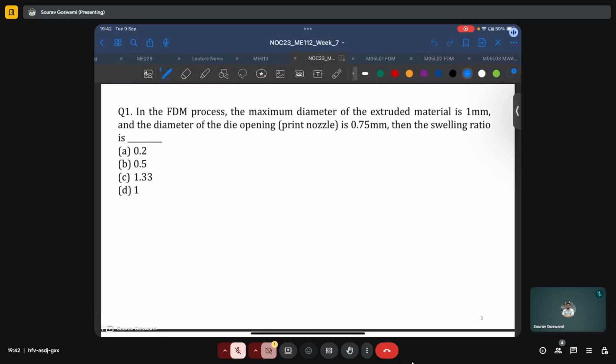The first question is asking us: in the FDM process, the maximum diameter of the extruded material is 1 mm and the diameter of the die opening, that is the print nozzle, is 0.75 mm. Then find the swelling ratio. So I'll just draw a schematic here.